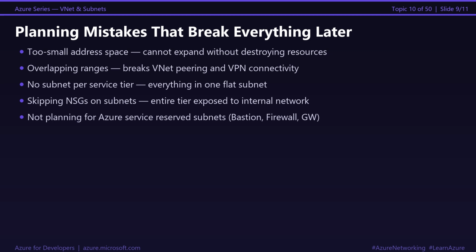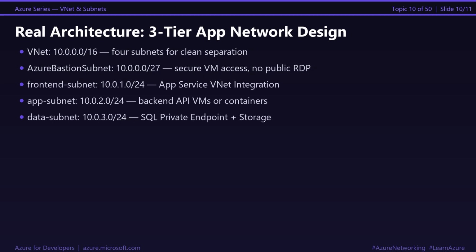Spoke VNets are where applications live. Each spoke is isolated: the spoke for the production e-commerce application, the spoke for the development environment, the spoke for the data analytics platform. Each spoke peers to the hub and can reach shared services in the hub. Spokes do not peer directly to each other. All inter-spoke traffic routes through the hub, where the firewall can inspect and log it.